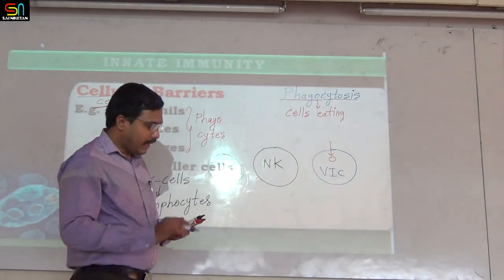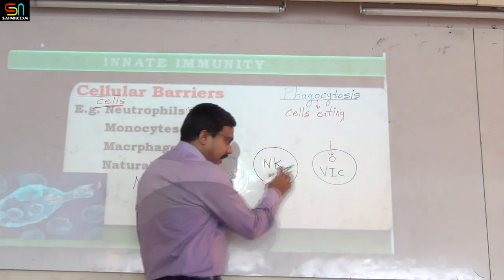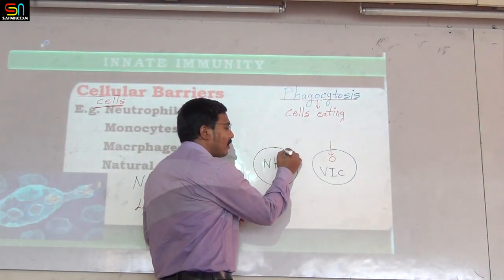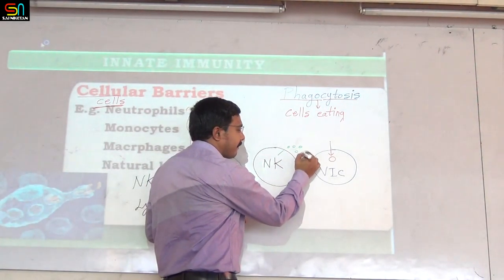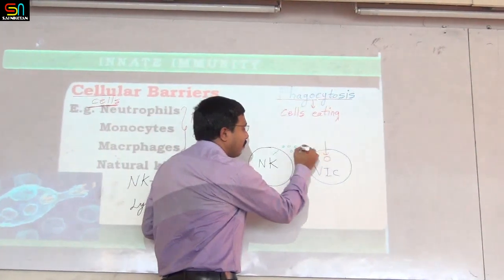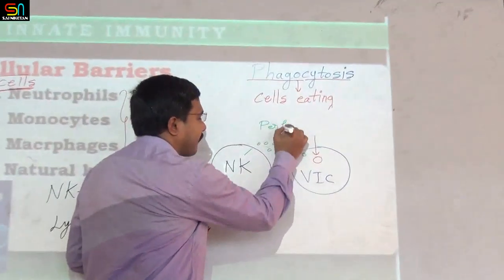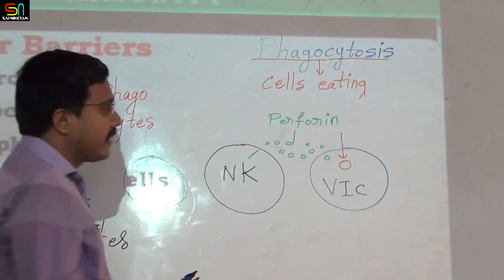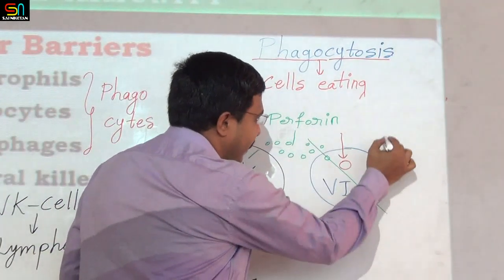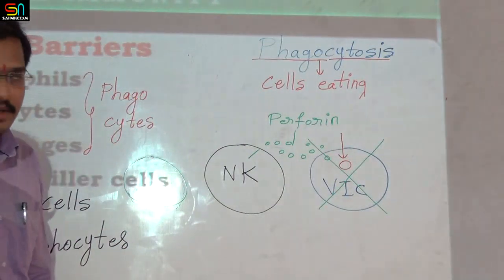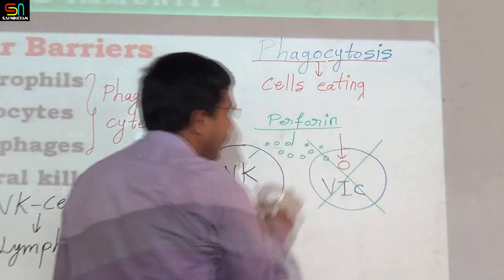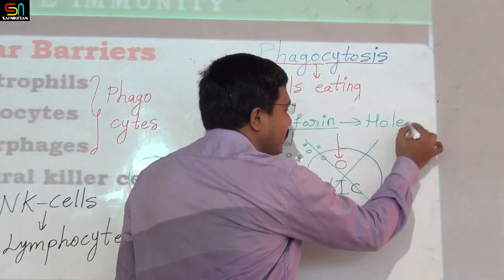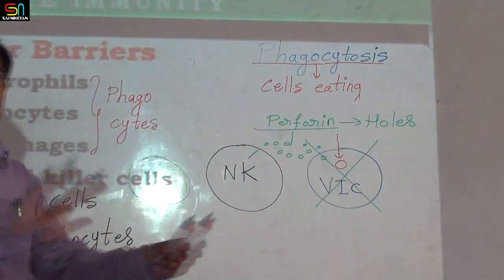Then if these NK cells find the virus infected cells, these NK cells now produce a chemical called perforin. This chemical kills these virus infected cells along with the virus. Because, as the name indicates, perforin means this chemical makes holes in the virus infected cells and destroys the virus infected cells.